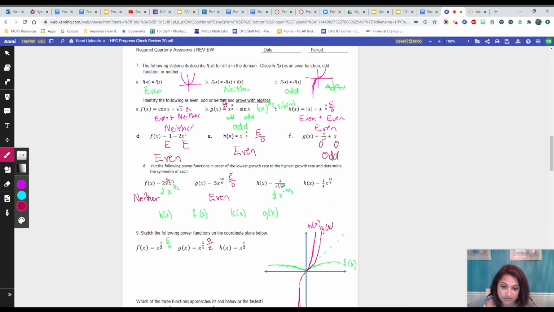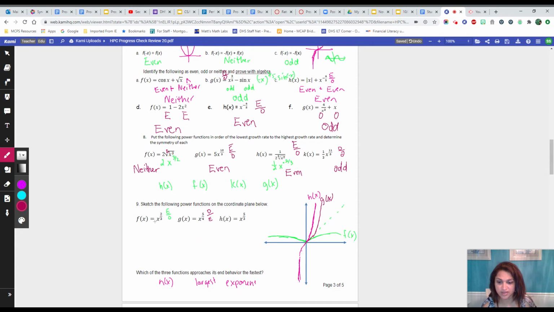This one is even over odd also, but it's negative. It doesn't matter. We're still looking at the numbers, even over odd. So that is also even. And then this one is odd over odd, which means the final answer is odd. Okay, and then here's your answers for each of these graphs.